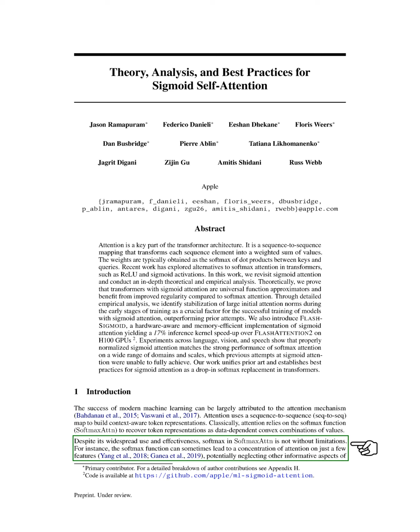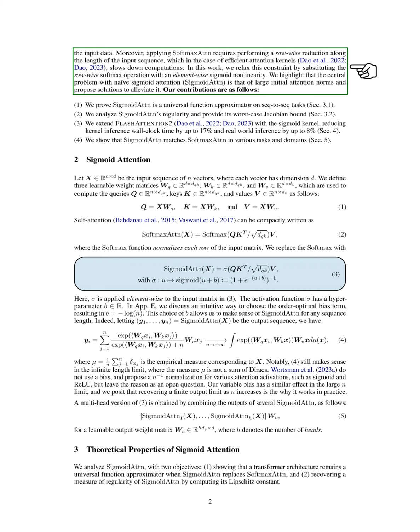However, softmax has its drawbacks, such as focusing too much on a few features and potentially missing other important information. Additionally, using softmax requires reducing data row-wise, which can slow down computations, especially with efficient attention methods. To address these issues, we propose replacing the row-wise softmax with an element-wise sigmoid function.